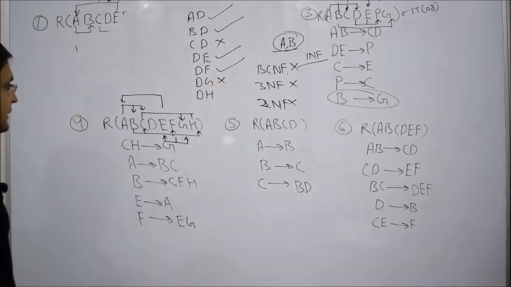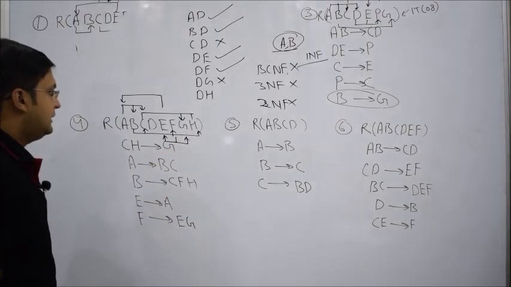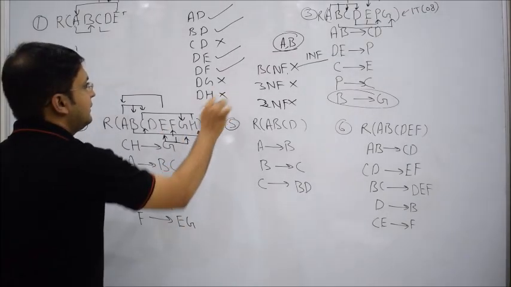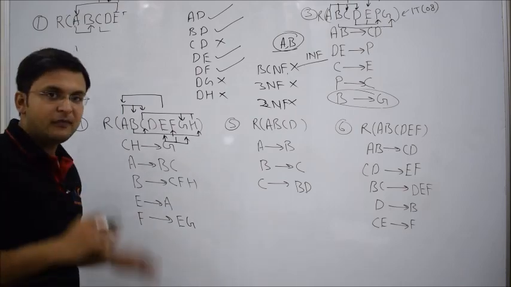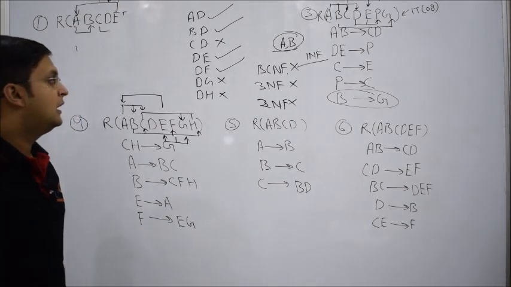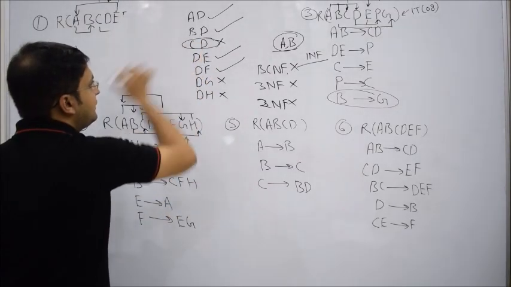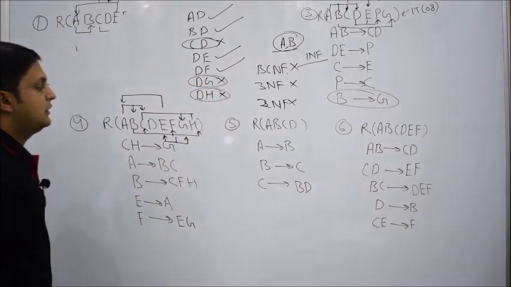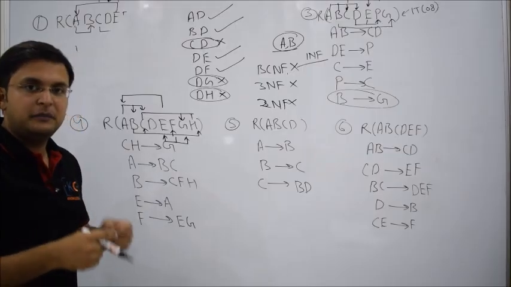And then let me check the last one, H. H alone cannot find anything, because H and C together find G, so it is also not a candidate key. It means we have already found 4 candidate keys. But I should not end this process here mathematically. I should also check how many fail here. CD fails, then DG fails, and then DH fails. I should also try the combinations of them.